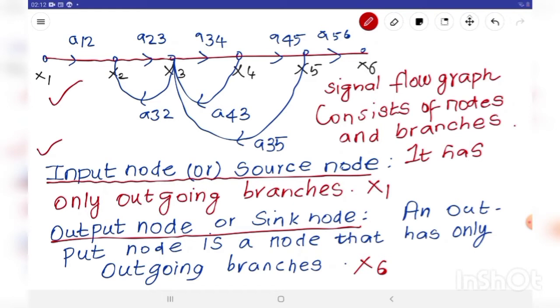Next we are going to see output node or sink node. So what is output node or sink node? Output node or sink node is a node that has only incoming branches. Example for output node is x6. See, it consists of only one incoming branch A56.